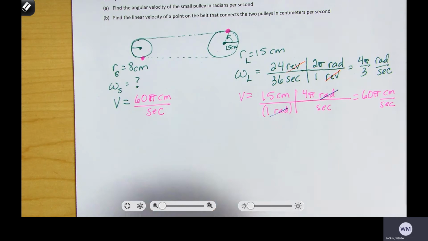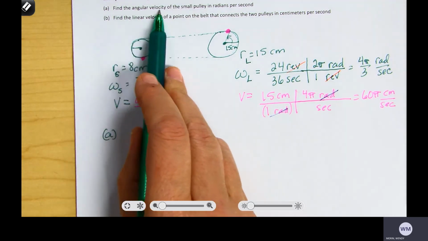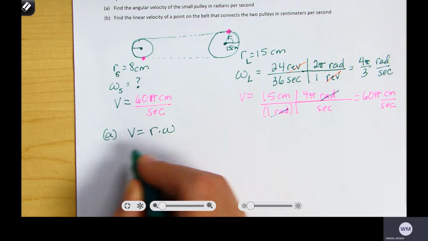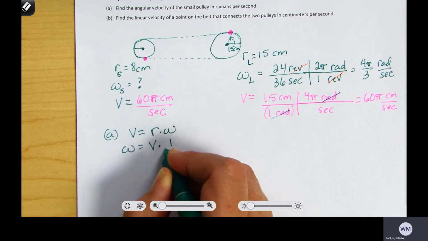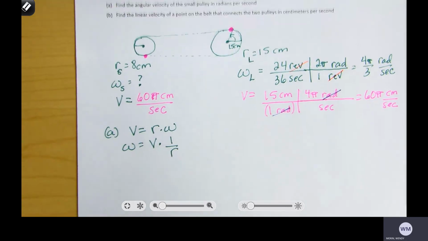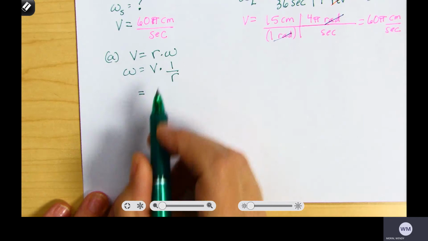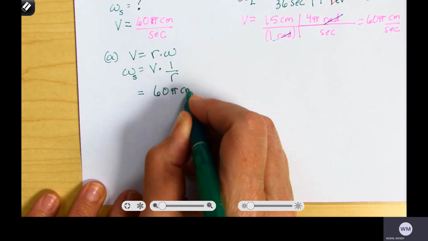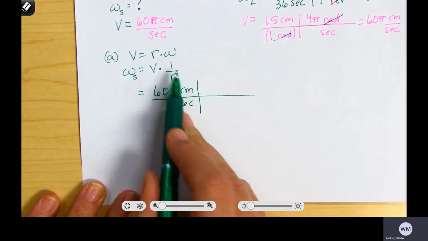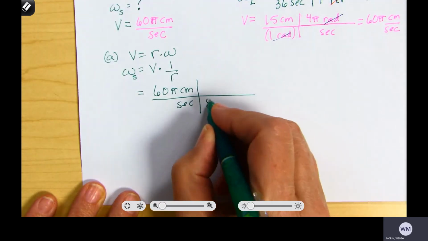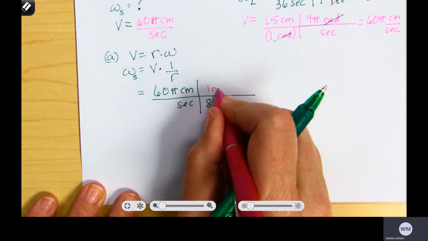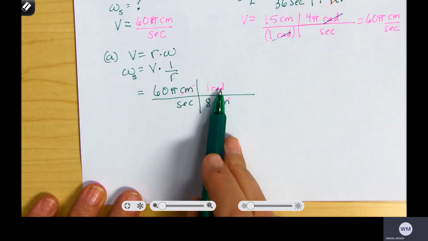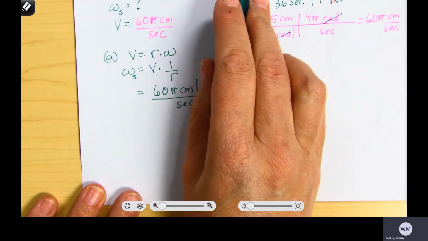So now we can answer question A. Find the angular velocity of the smaller pulley in radians per second. So V equals R omega. So omega is V times 1 over R, just like in the last example. Okay? So the angular velocity of the smaller one is the linear velocity, which is 60 pi centimeters per second times 1 over the radius, or this radius flipped over, which is 8 centimeters per 1 radian, again, if you want to include that. And notice the centimeters cancel, and we're left with radians per second.